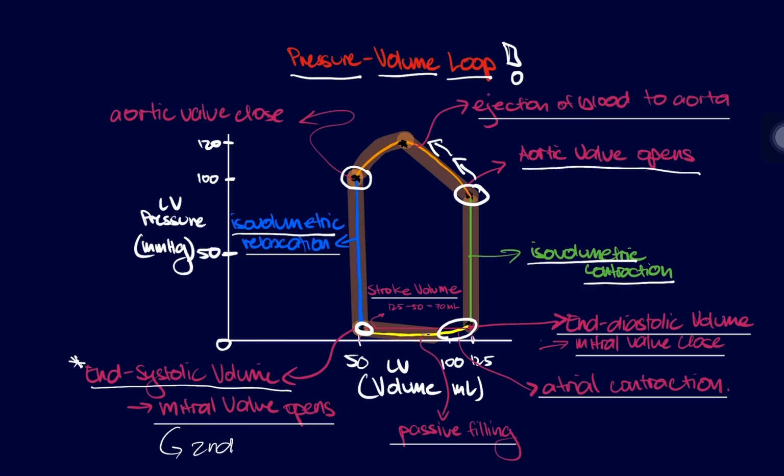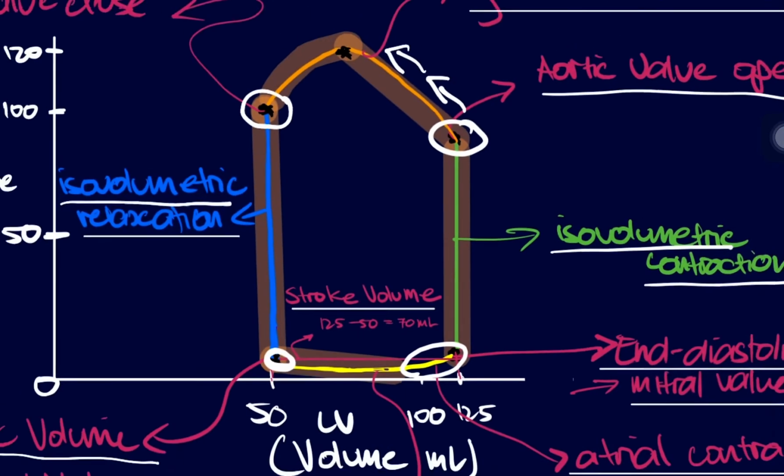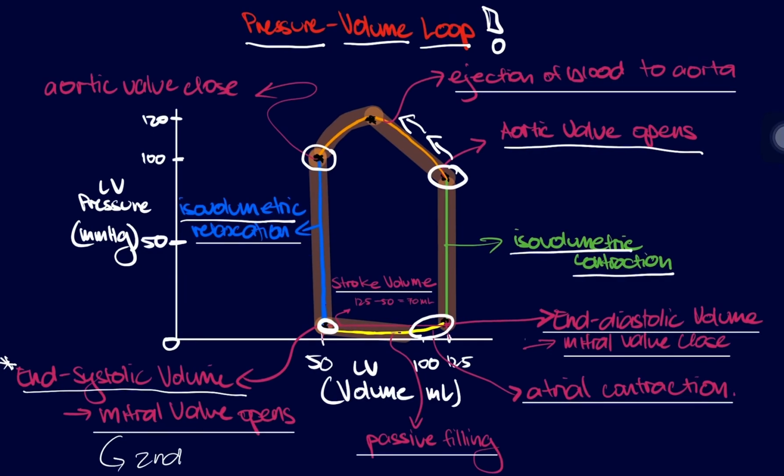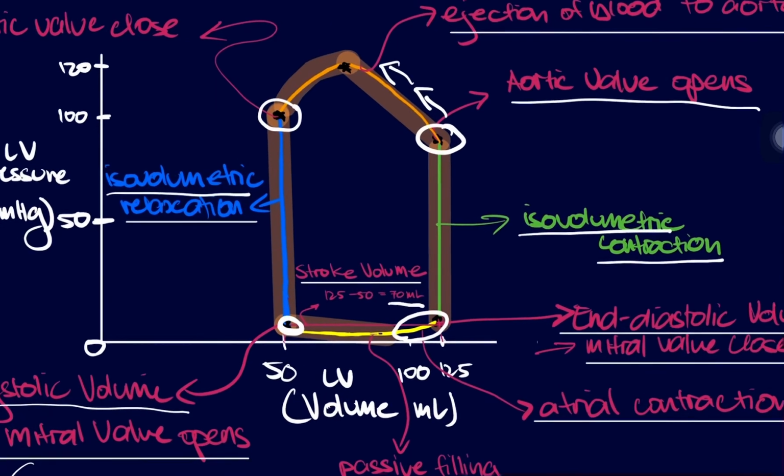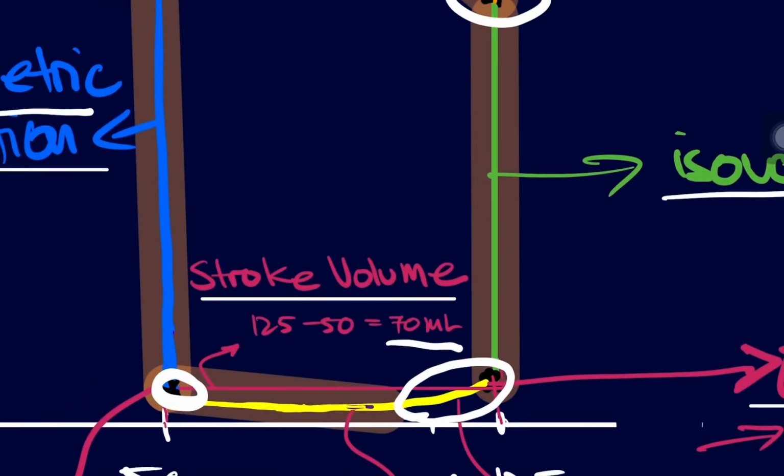You can also see here the stroke volume, which is the amount of blood pumped per heartbeat, which is 70 milliliters per heartbeat in this example, which is the difference between isovolumetric contraction and relaxation.